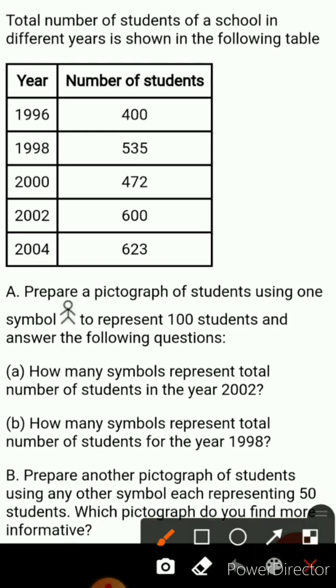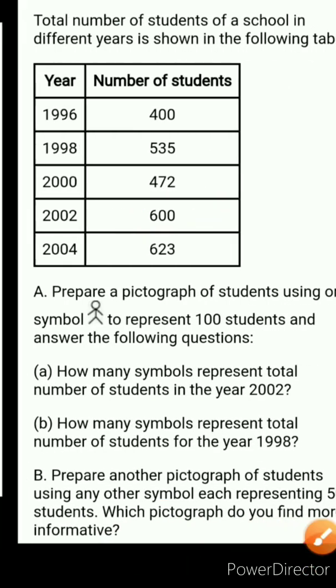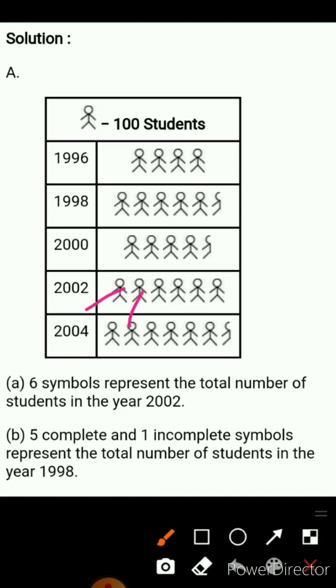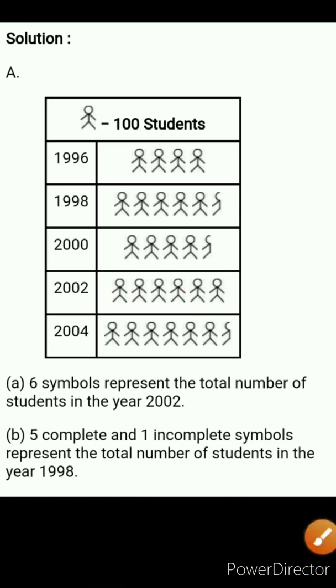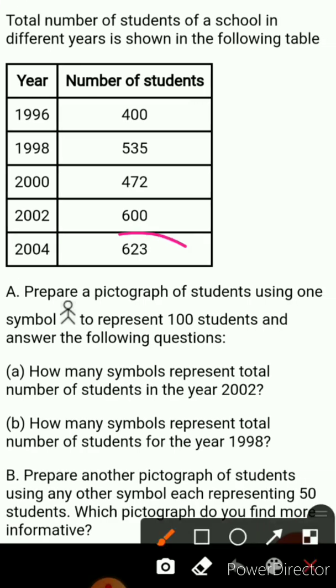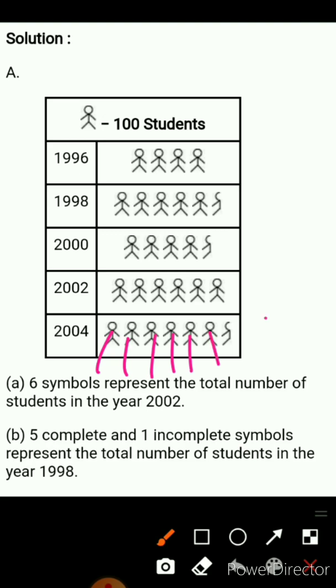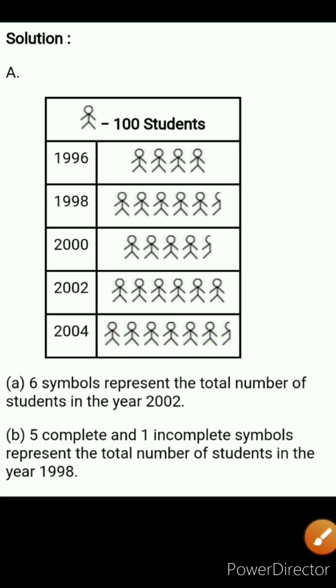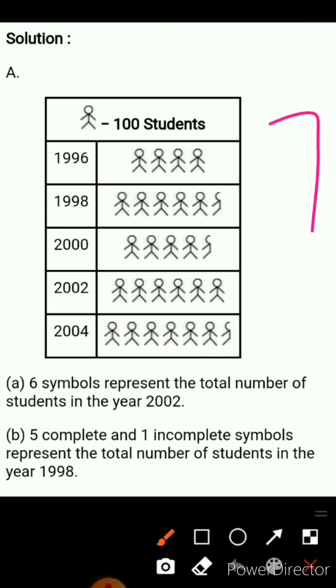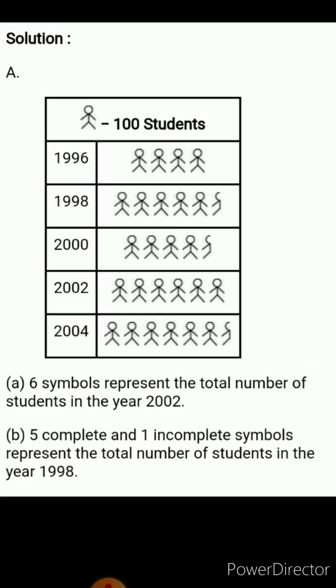In 2002 the number of students is 600, so we will draw here 6 complete symbols, because 1 is 100, so 6 is 600. And for 2004 we will draw 6 complete and 1 incomplete: 6 complete for 600, and for 23 1 incomplete symbol. So that is the pictograph for your question number 2, part 1.